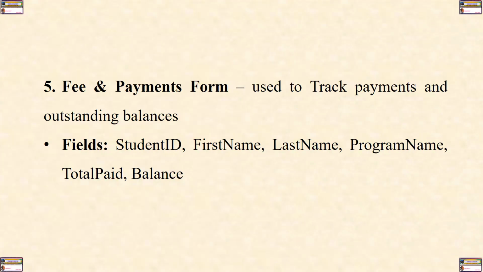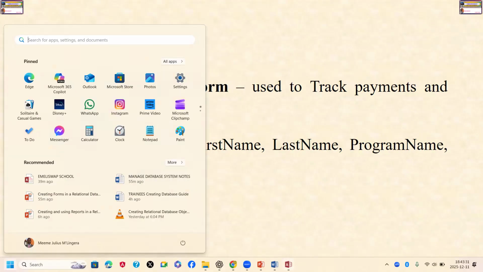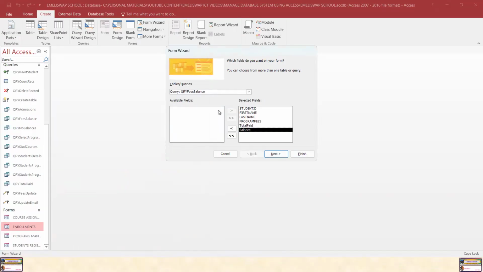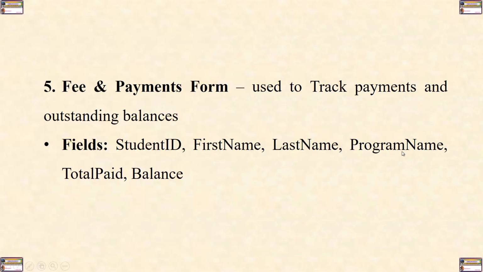And therefore, because we have a query that contains the total paid as a calculated field and balance as a calculated field, and we have student ID, first name, last name, as well as program name in the same query, then we are supposed to retrieve all these fields from the same object. And therefore, I am retrieving them from one query called query fee balance. Now, I want us to look at them. This is program name. Look here. Student ID, first name, last name. This is program name.